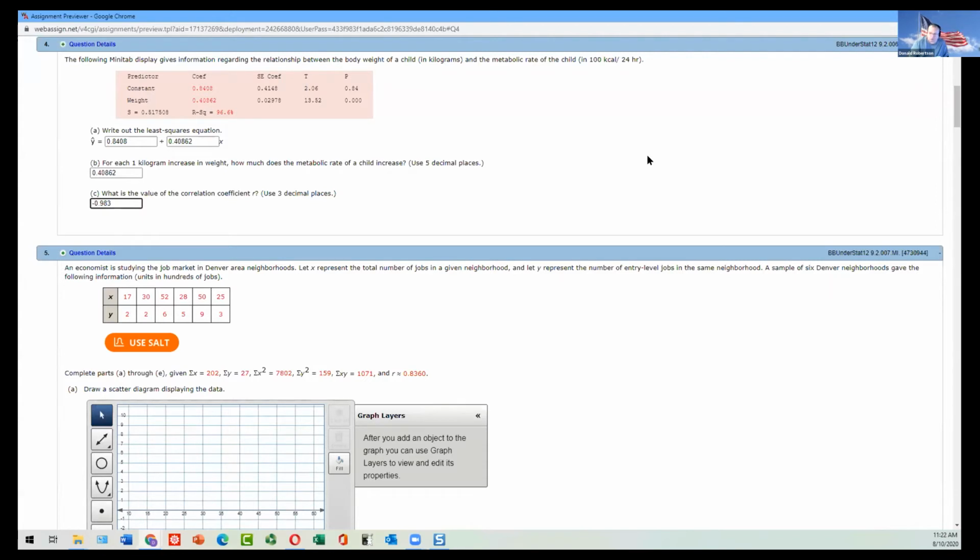R squared is always positive and typically a percentage, but can R be positive and negative depending on the story? Okay. Any other questions?